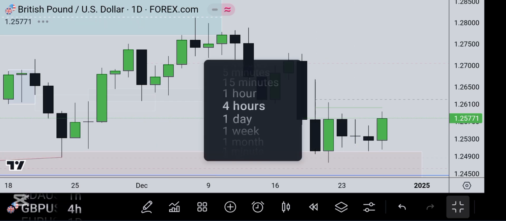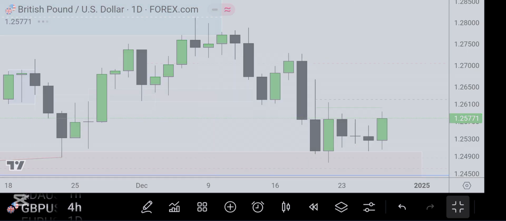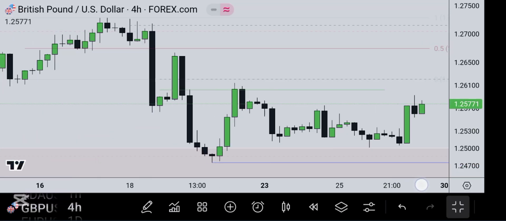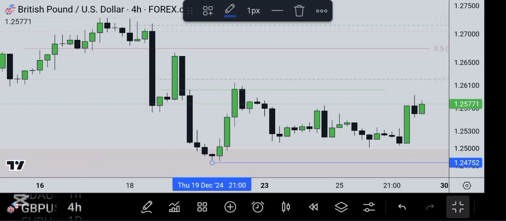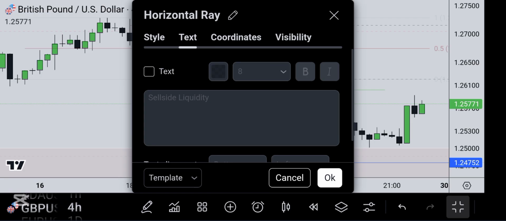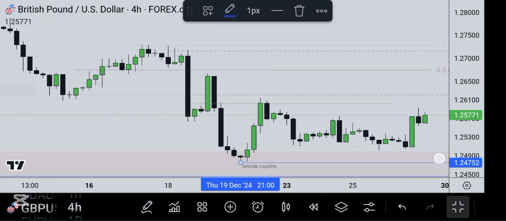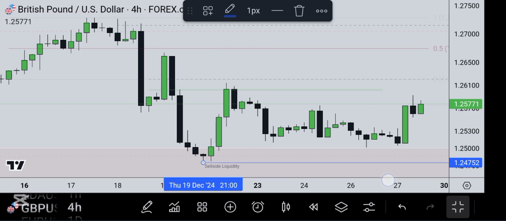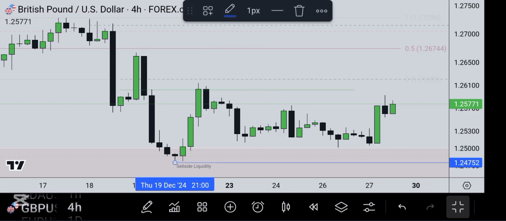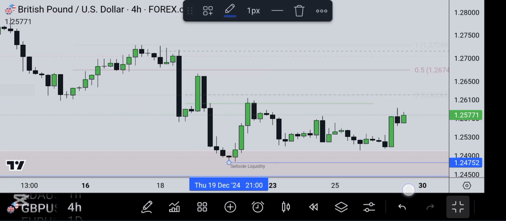So the 4-hour time frame, then we'll round up the video. We're on the 4-hour time frame, and I told you sell side liquidity is this low here at 1.24752. Sell side liquidity is there. That's the draw on liquidity. Now, how do you want to see it? Like, I showed a kind of signature you want to see on the Euro dollar. You want to see something very similar.